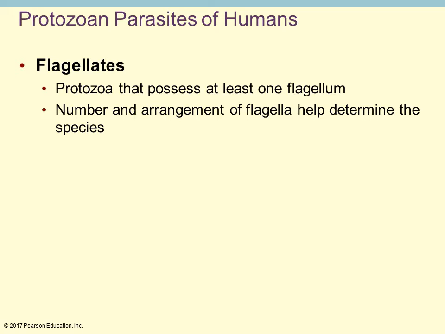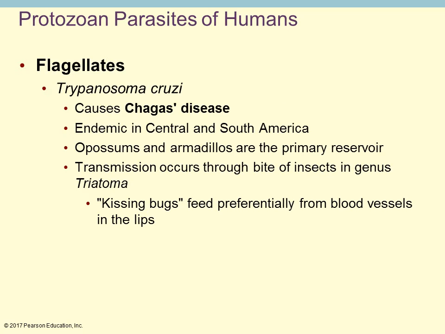Flagellates are protozoans that will have at least one flagella for movement. We often will determine species by the number and the arrangement of those flagella. Trypanosoma cruzi is the causative agent of Chagas disease. This is endemic in Central and South America. As you can see, the primary reservoirs are the possums and armadillos.